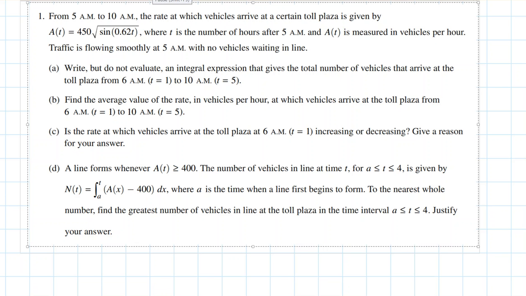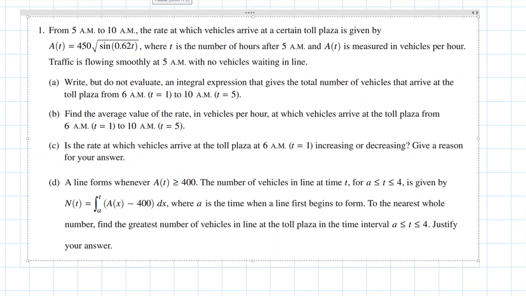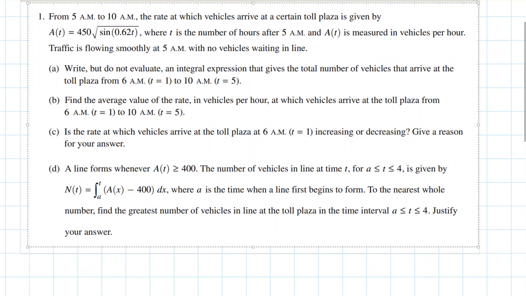Okay, this is AP Calc BC 2022 FRQ number 1. First we're going to do part A: write but not evaluate an integral expression that gives the total number of vehicles that arrive at the toll plaza from 6 a.m. to 10 a.m. And then they give you the t equals values of 1 and 5. So this is quite a simple one.